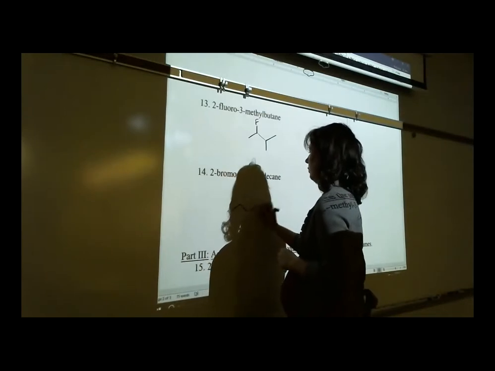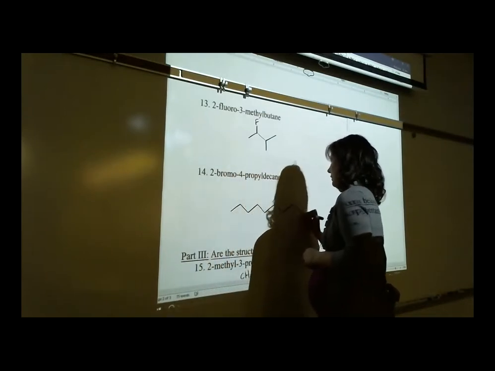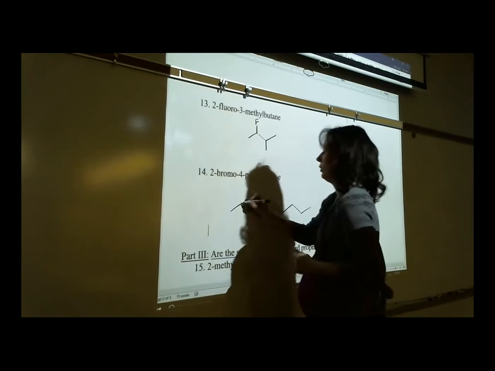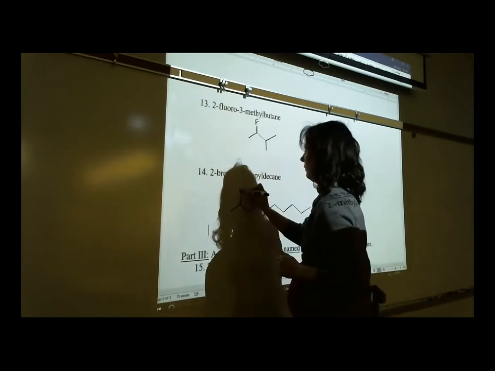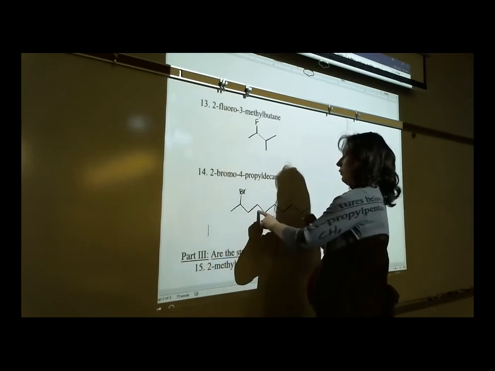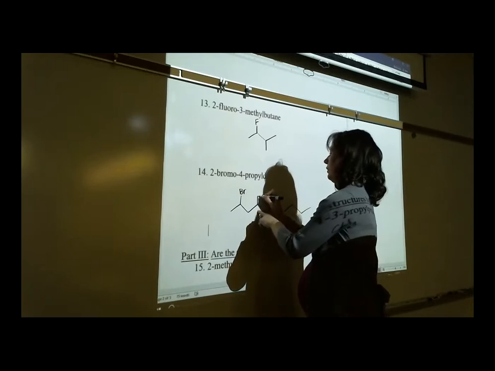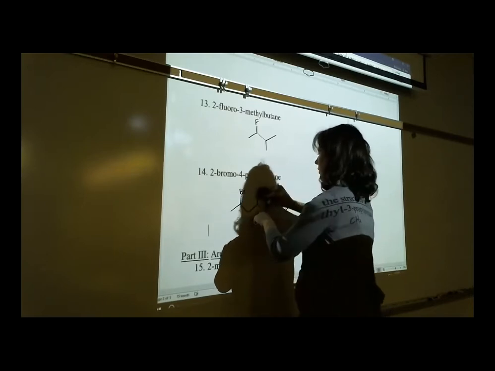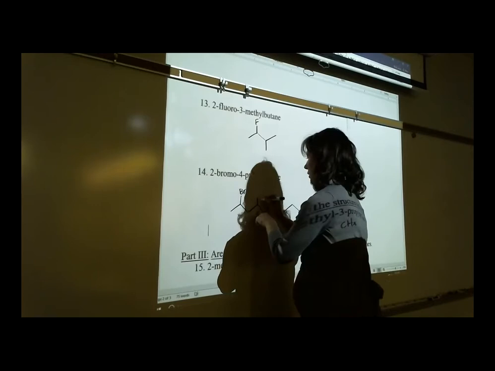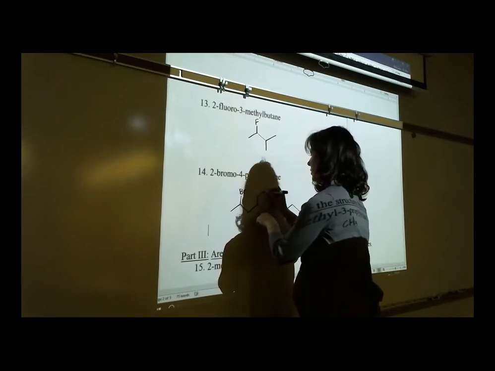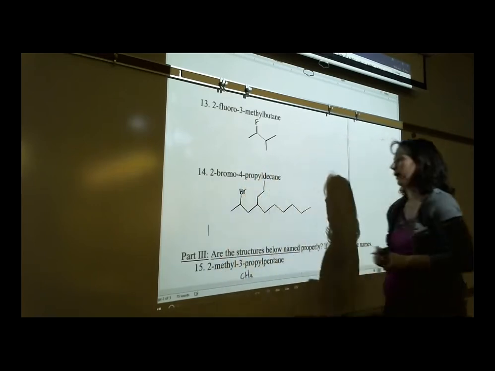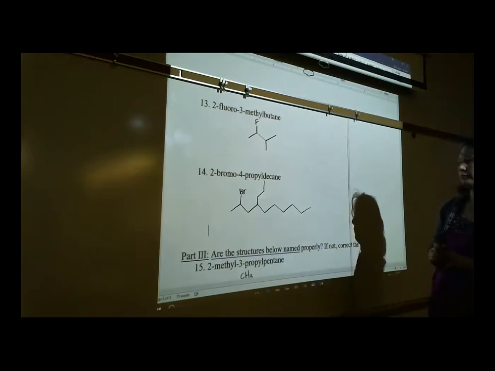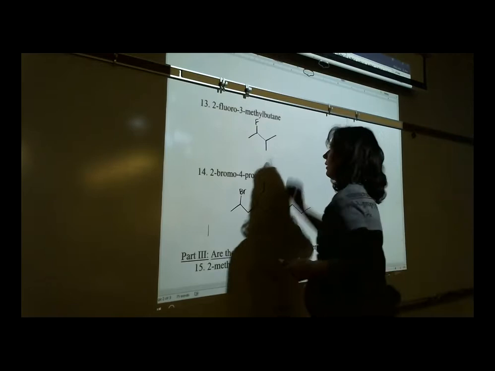1, 2, 3, 4, 5, 6, 7, 8, 9, 10. 2 bromo. That's a BR. 2, 3, 4. 4 propyl. 1. Oops. That's some funky angles going on there. 1, 2, 3. And that's it. Do you agree? All right.